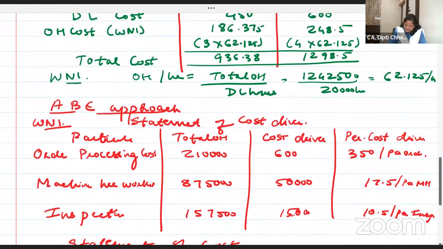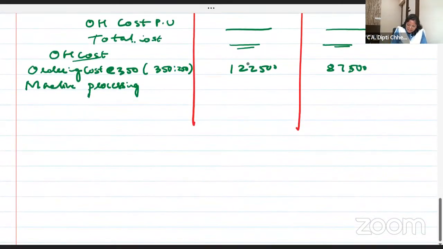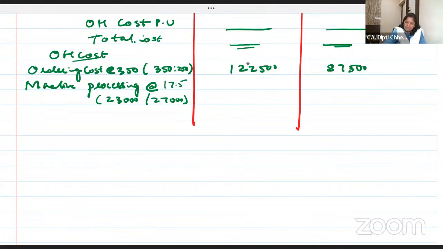Machine processing cost is 17.5 per machine hour at the rate of 17.5 per machine hour. And here it is 23,000 and 27,000. 23,000 machine hours into 17.5, 402,500. 27,000 machine hours into 17.5, 472,500. If you do the total, it should tally. आप इसको क्रॉस चेक कर सकते हो.